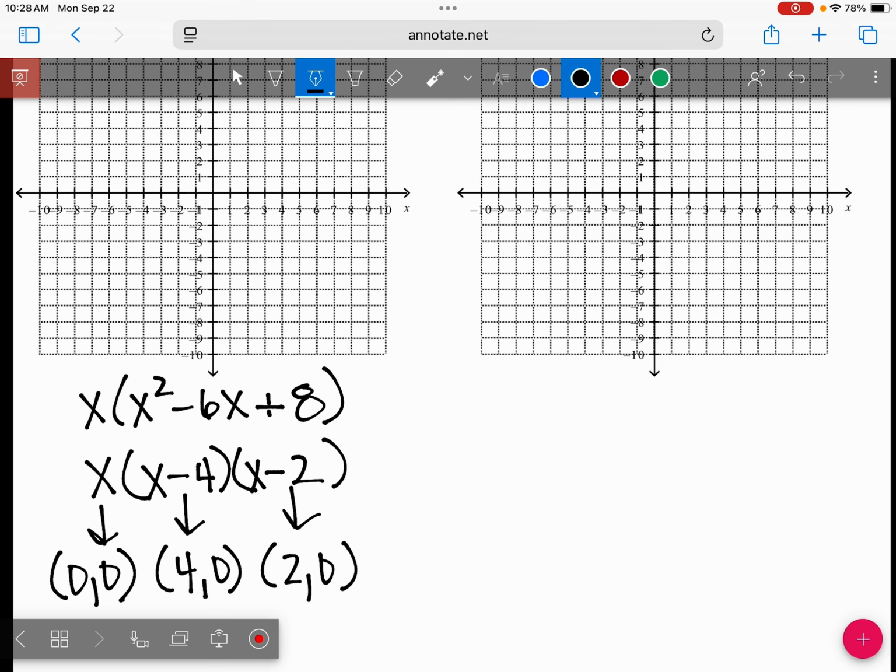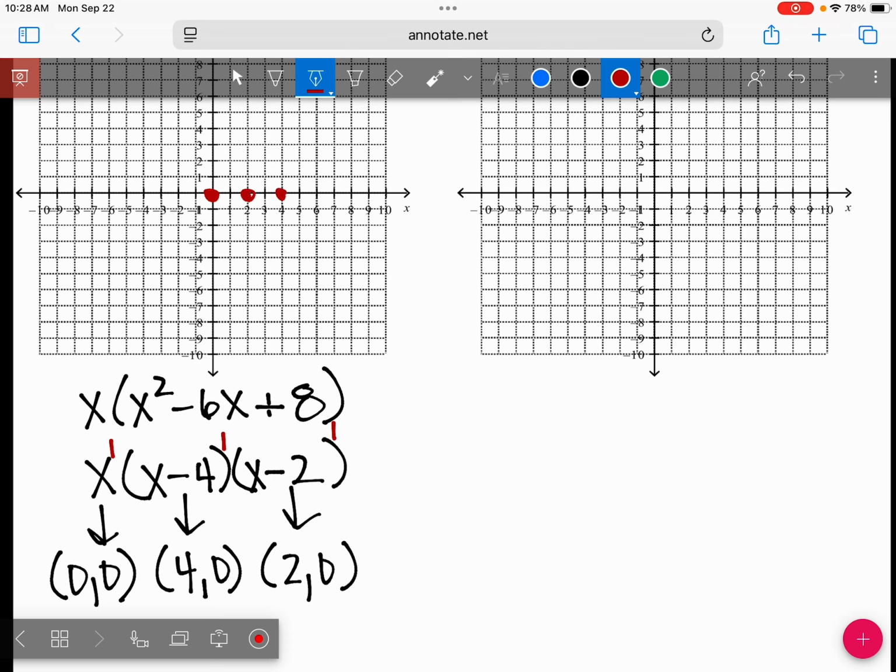And the degree on every single last one of these factors is odd. So it's going to go through at all three of these points. So I'm going to put my points down on my x-axis. So a point at 0, a point at 4, and a point at 2.